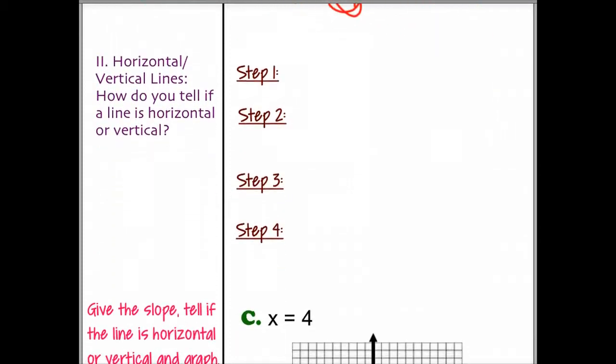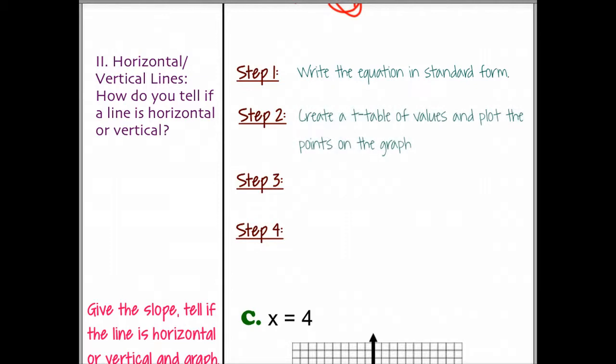Now we want to look at what happens when there are horizontal or vertical lines. How do you tell if a line is horizontal or vertical? Write the equation in standard form, then create a t-table of values and plot the points on the graph. Identify if it's horizontal or vertical, and then give the slope.